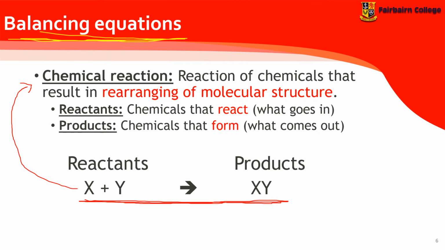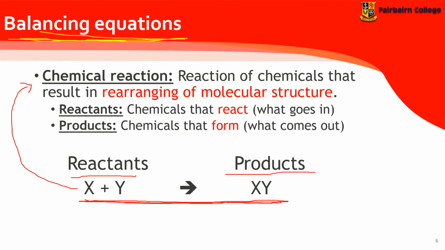So if we look at this example, we have X plus Y equals XY. So the compounds or the molecules that go into this equation rearrange themselves to form a different compound at the end of the reaction. And each reaction has reactants and products. The reactants are just the chemicals that go into the equation, so the chemicals that react, and the products are the chemicals that form as a result of the reaction, so the chemicals that come out.